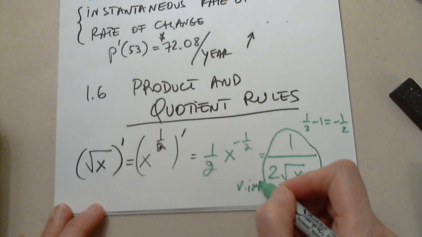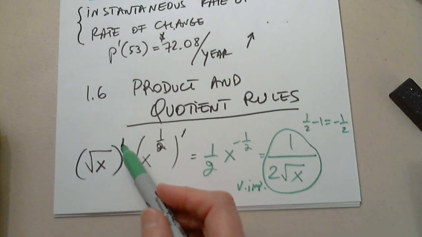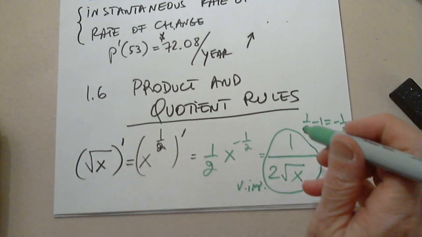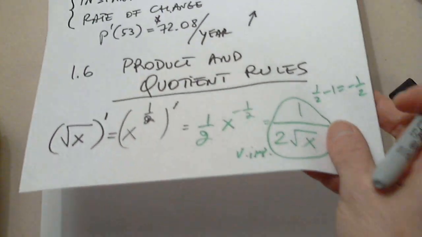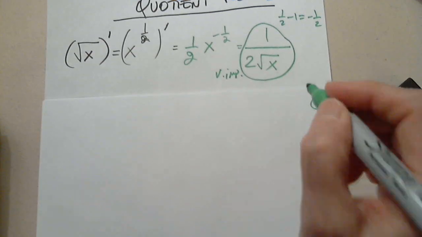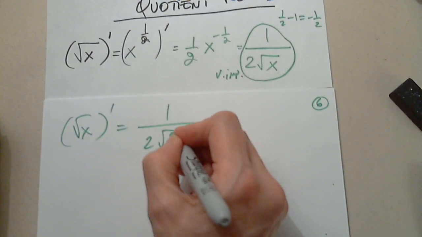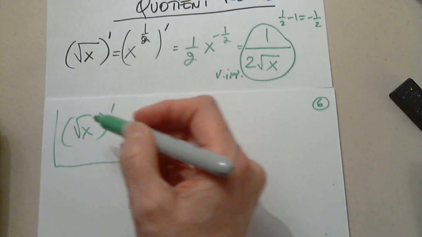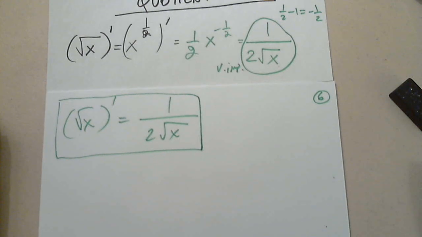Very important. That's another very important rule. So whenever we differentiate the square root of x, we immediately say 1 over 2 the square root of x. So let me summarize it again here. The square root of x prime is 1 over 2 the square root of x. You should have all these formulas on a note card moving forward forever till we finish.